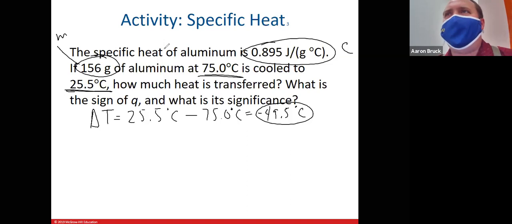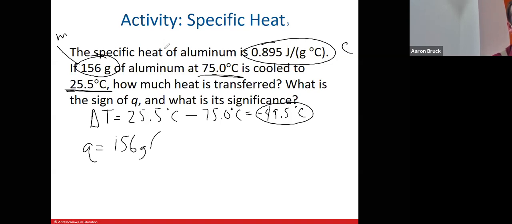Since my sign of delta T also determines my sign of Q, I know that the temperature of the aluminum is going down, which means that the heat is leaving the aluminum. How much heat? Well, that's where my calculation comes in.